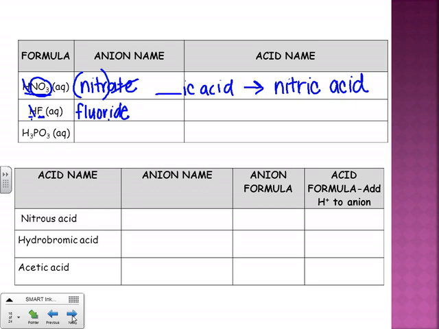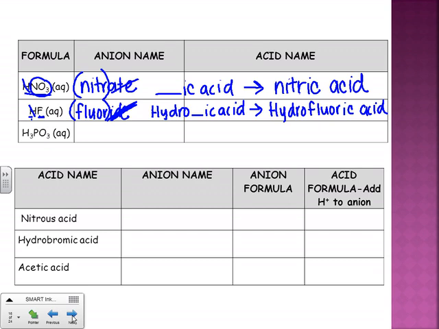What I need to do is take off that IDE and figure out what the base for the name is. If it ends in IDE, the base for the name is hydro something ic acid. Okay? So since I took off this IDE right here, the stem is fluor, so this becomes hydro stem, which is fluor, and then I add ic acid. So this is hydrofluoric acid.